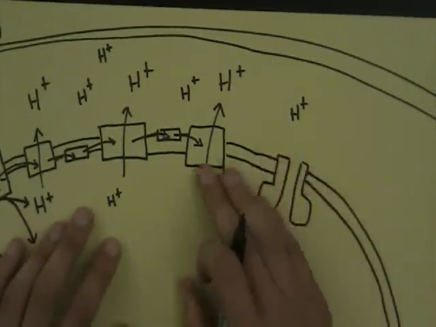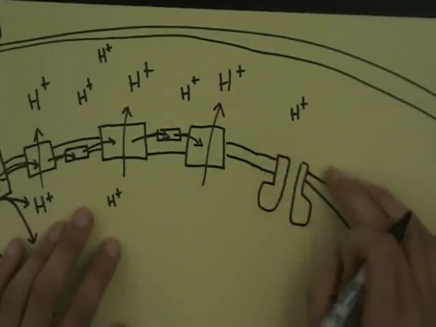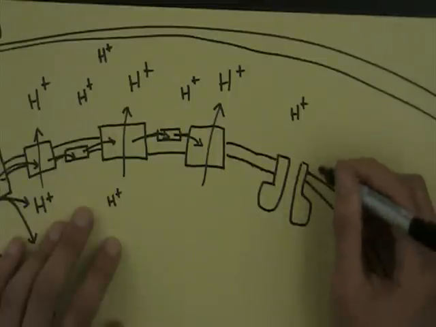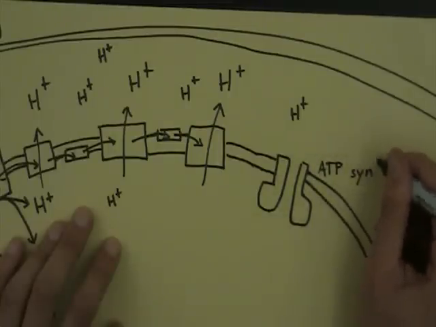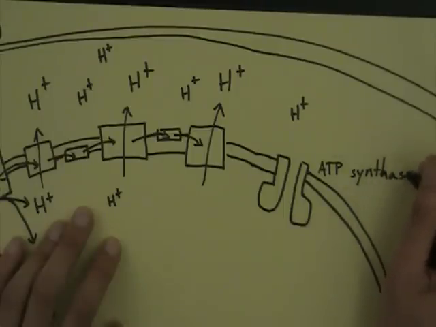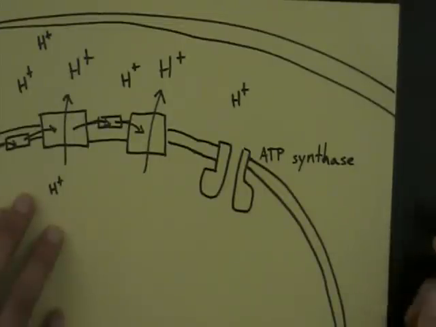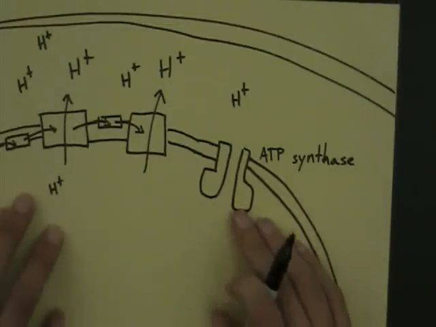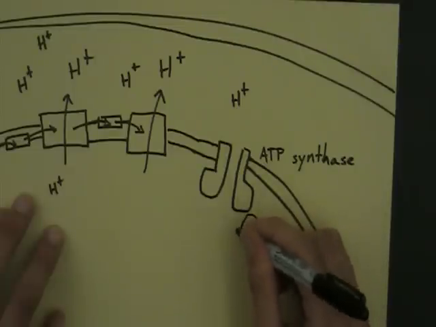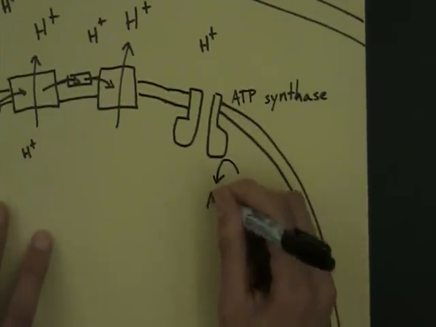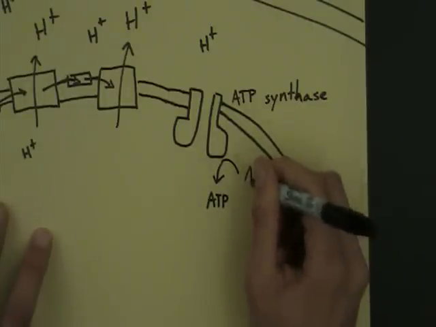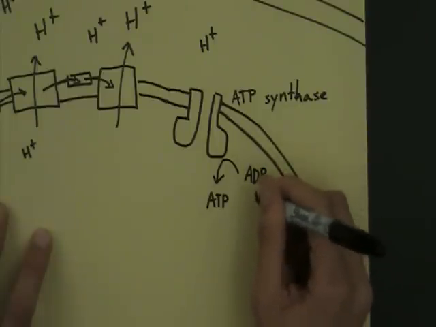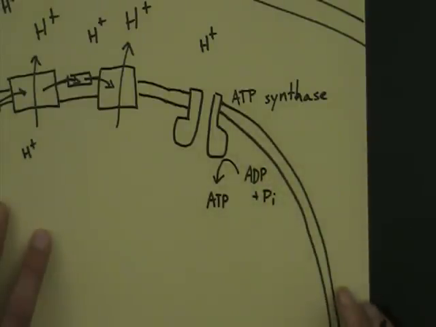At the end of the chain, well, it doesn't have to be at the end, but elsewhere in the membrane, we have this very special molecule, which you may have heard of before, called ATP synthase. ATP synthase is used to generate ATP from ADP. ATP, remember, is adenosine triphosphate, from ADP, adenosine diphosphate, and inorganic phosphate ions.